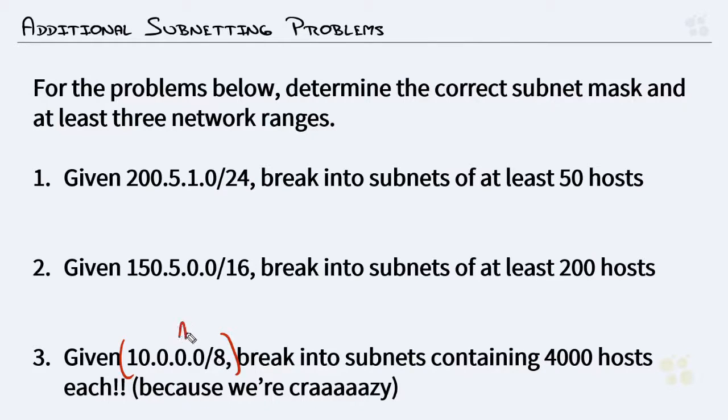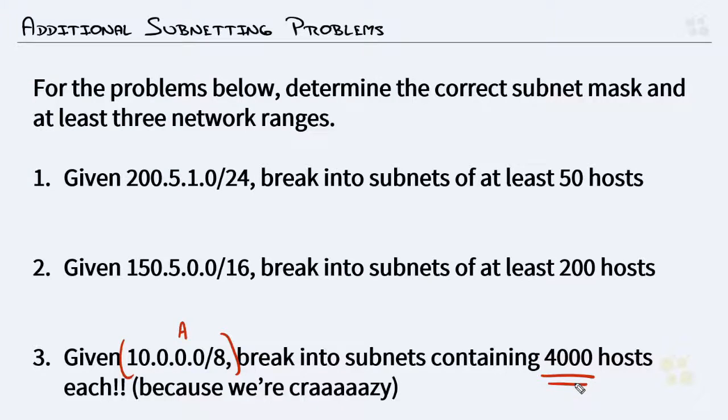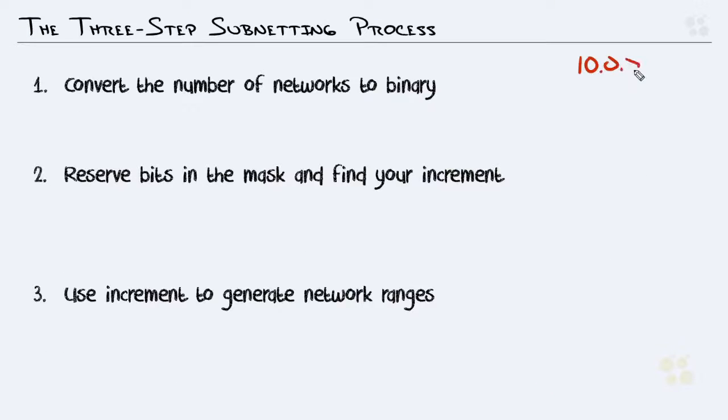Last question. Given 10.0.0.0/8, which is our Class A network, I want to break that into subnets containing 4,000 hosts each, because we're crazy, right? You wouldn't normally make subnets that big, but it sounds fun. Let's give it a try. 10.0.0.0/8, 4,000 hosts per subnet, right?